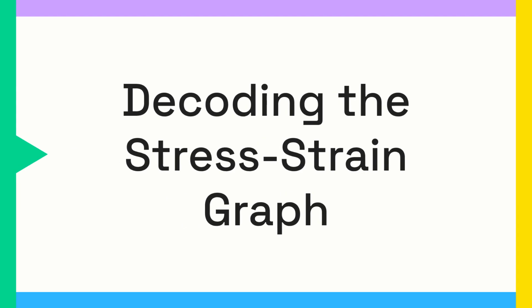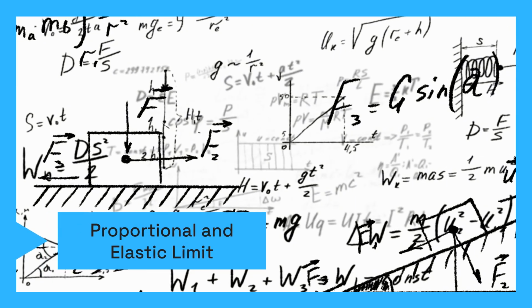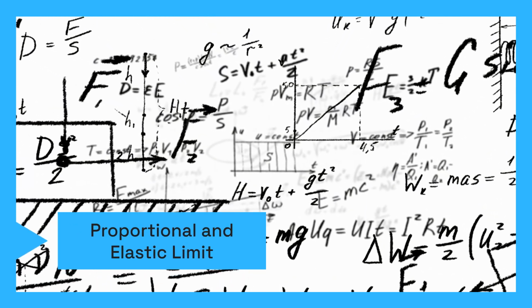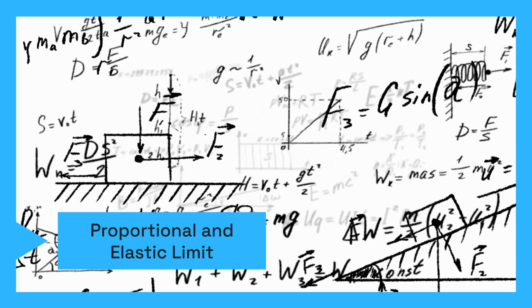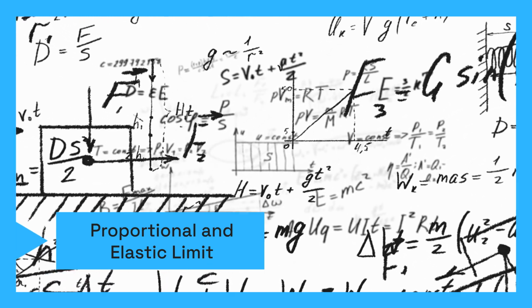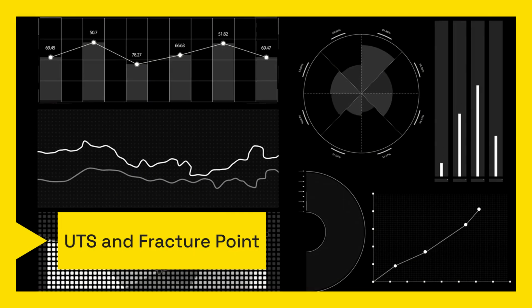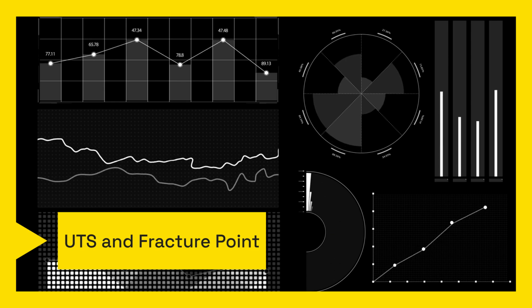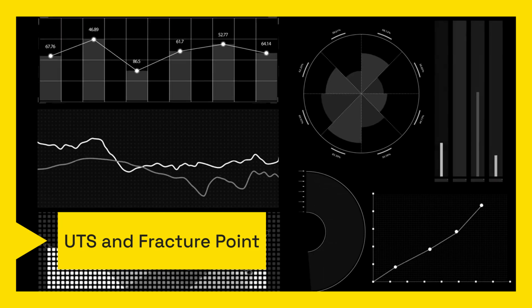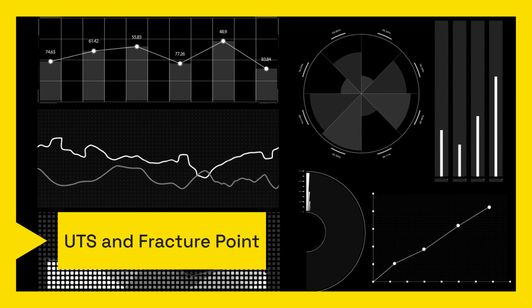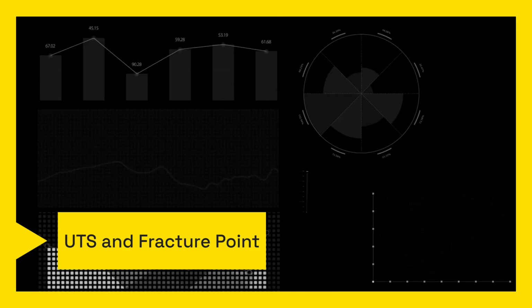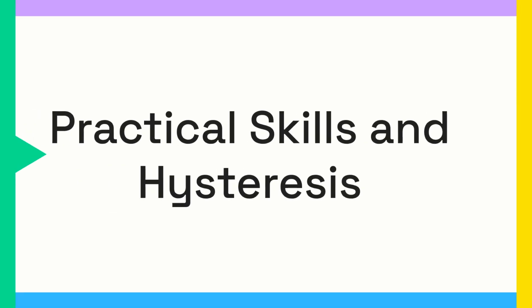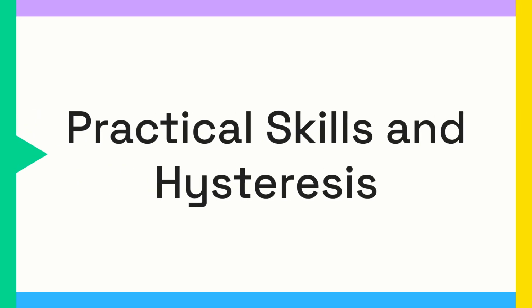The stress-strain graph is essentially a material's biography, showing exactly how it responds to increasing force. The initial linear section shows the limit of proportionality, followed by the elastic limit. Up to this point, the material behaves predictably. Beyond the elastic limit is the yield point, where atoms begin to slide. The ultimate tensile stress is the maximum stress before it drastically necks, and finally, the fracture point is where it snaps.